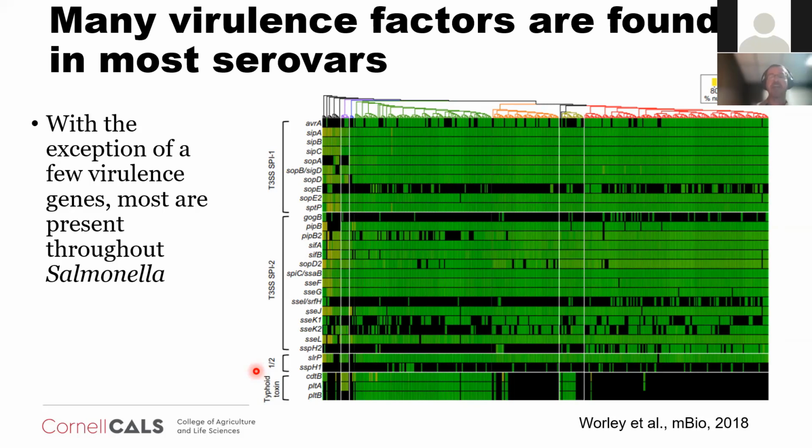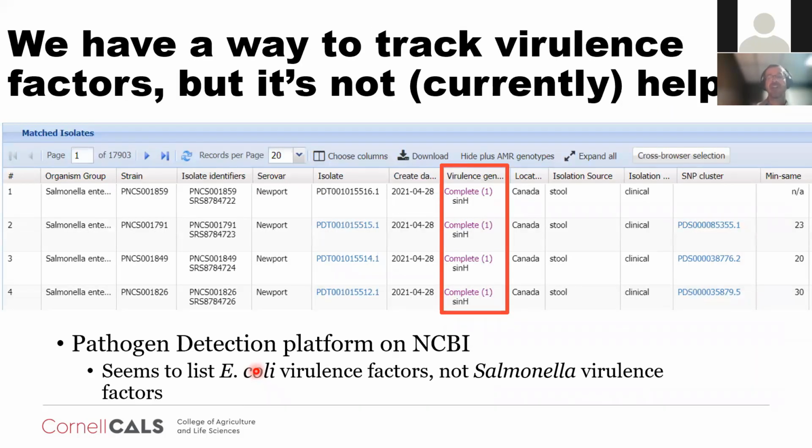So clearly very complicated. We probably will have a way to track virulence factors based on whole genome sequencing through the Pathogen Detection platform at NCBI. If you go there today for Salmonella, it will actually give you virulence genes. But to the best of our knowledge, when we looked at this, it doesn't seem to be the actual Salmonella virulence genes. It actually seems to be the E. coli virulence genes. So what we take from this is that NCBI is working towards this, but at this point definitely don't try to use this to make any predictions based on virulence.